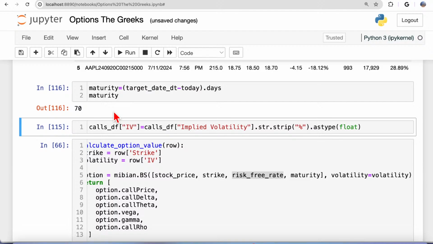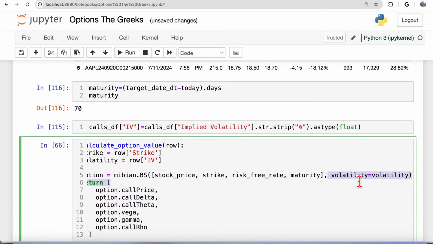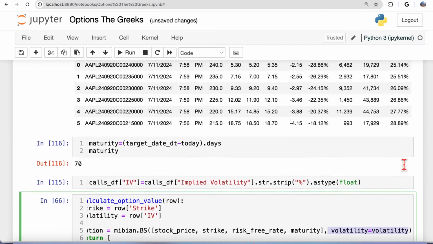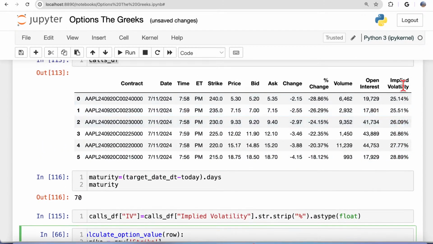Between today and September 20th, a very important factor is volatility. Volatility comes from implied volatility. That's pretty much the premium that the market wants to get for those options, because people who sell insurance also take risk, so they want to be compensated.